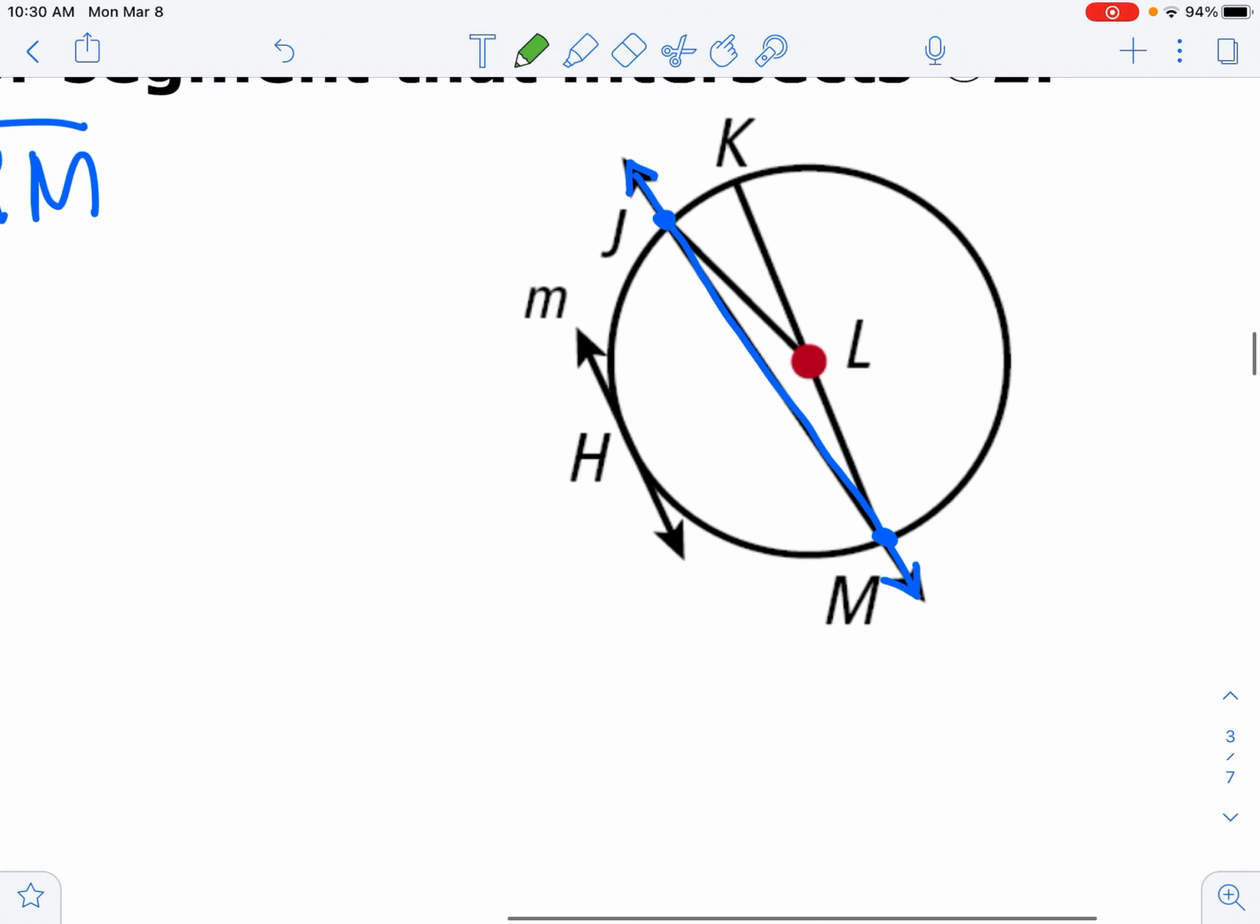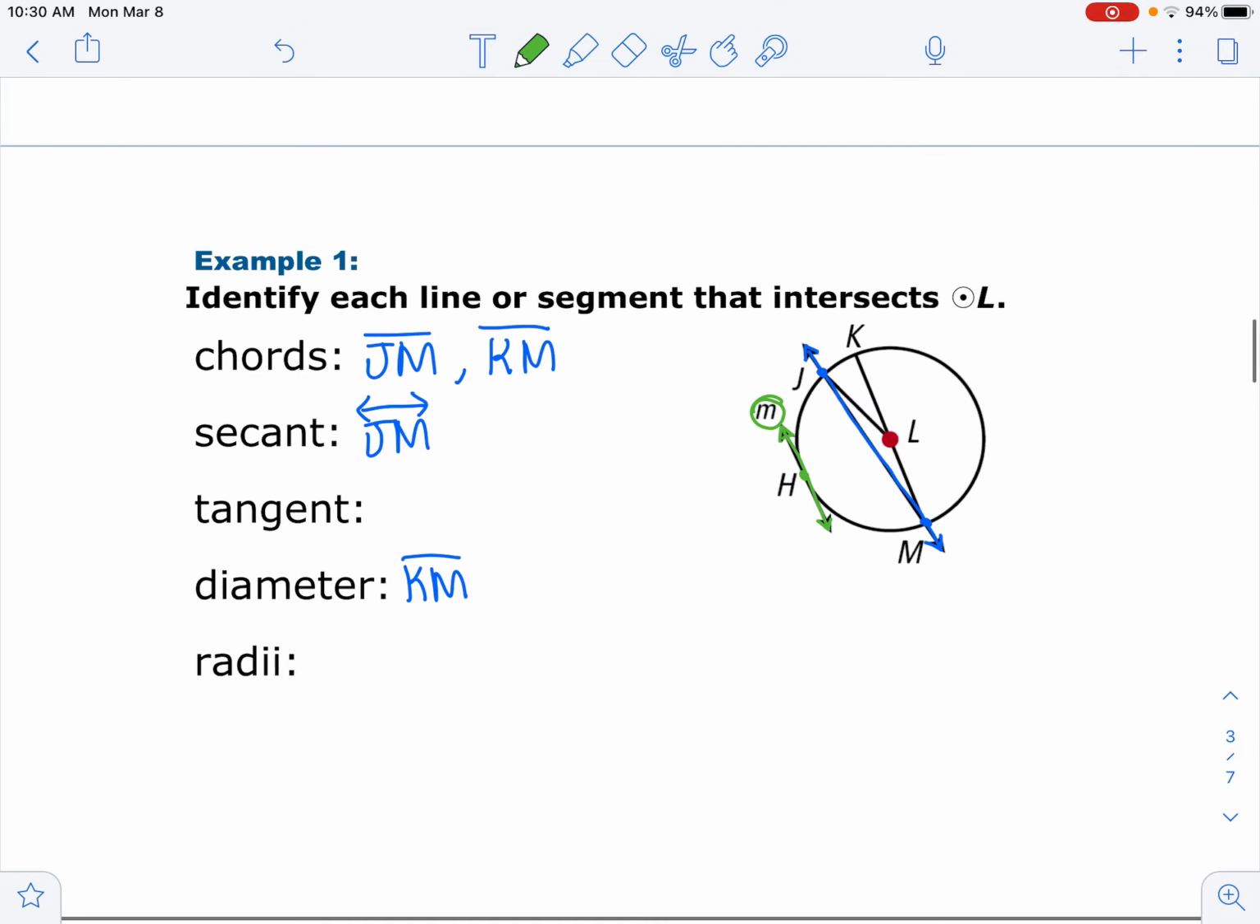All right, next one is a tangent. I'm looking for a line that only hits the circle once, which it does hit right here. Now, people in the past, I've seen them accidentally call this MH. This is just one point, which is H, so I can't name it by the point. But this right here is a lowercase letter that's next to the line. I can name it by that. So m is the tangent line.